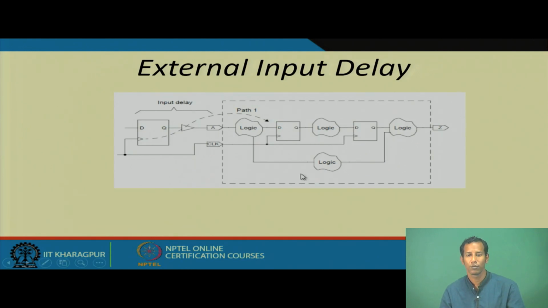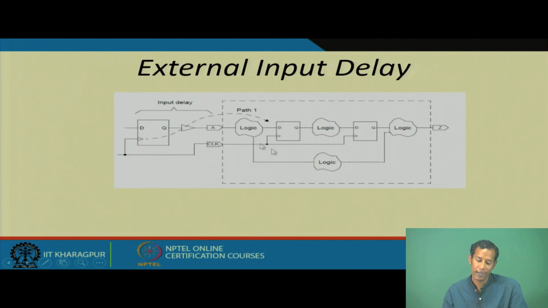Then we have already seen that we have to consider the external input delay. The dotted part is my design, and we have some signals coming from the external part, that is external to my chip. At that time you have to set the corresponding value coming from the input, that means the input to the first flip flop of your particular chip.